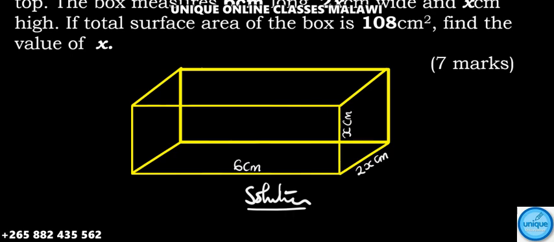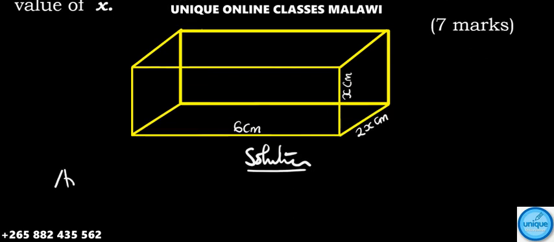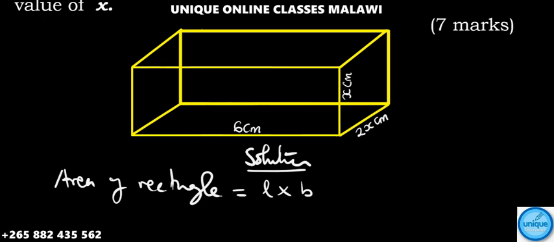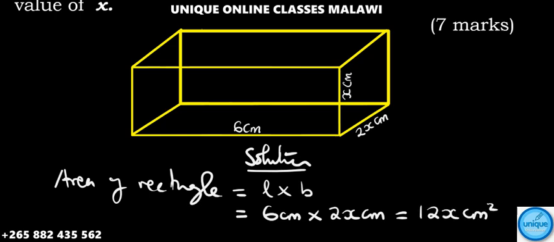It's a rectangle, so we use the area of a rectangle, which is length times breadth. Our length is 6 centimeters multiplied by breadth, that's 2x centimeters. The product of these two is 12x centimeters squared.